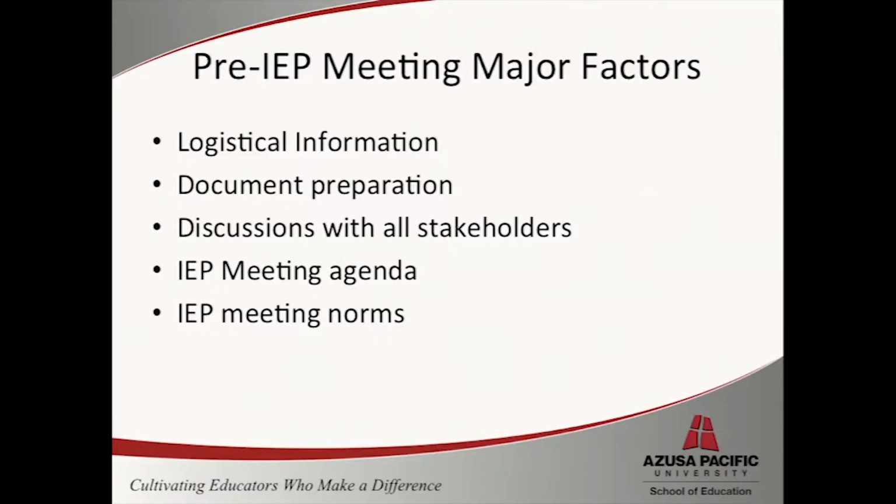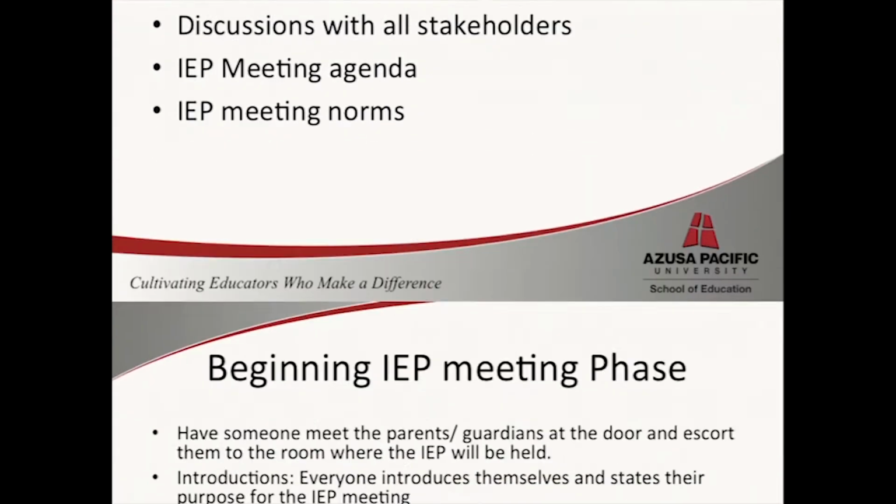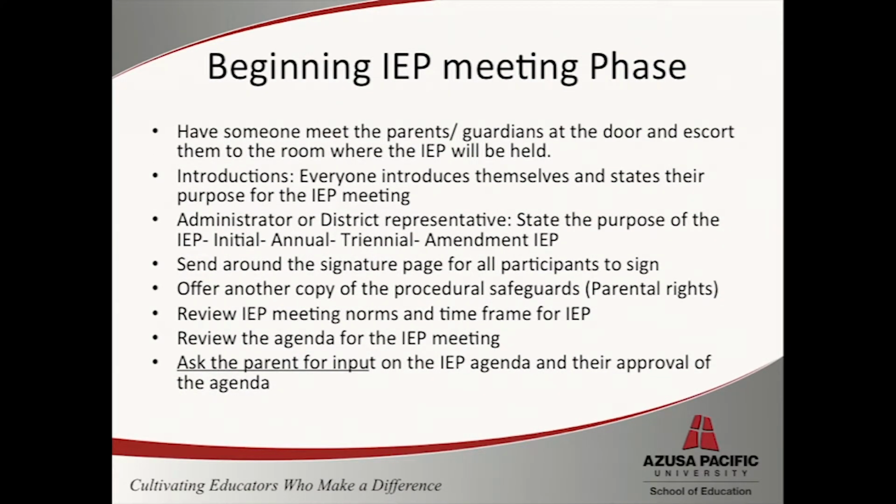So in review, these are the pre-IEP meeting major factors. And so then we get into the IEP meeting. I'm not going to read everything up there, but one of the first things that I like to do when I start an IEP meeting is send around the signature page. It's kind of like the attendance. Who's here at the IEP meeting? So you send it around. And sometimes the parents are really concerned: am I agreeing to the IEP already? No, mom, no dad. You're just saying that you're here, right?